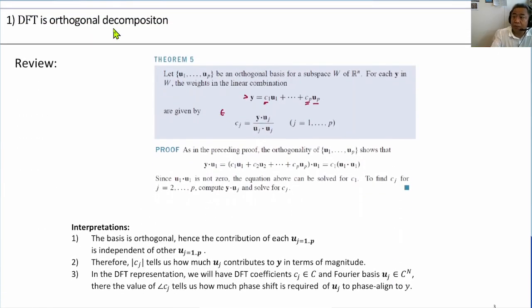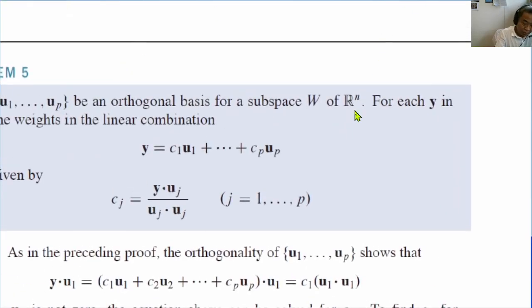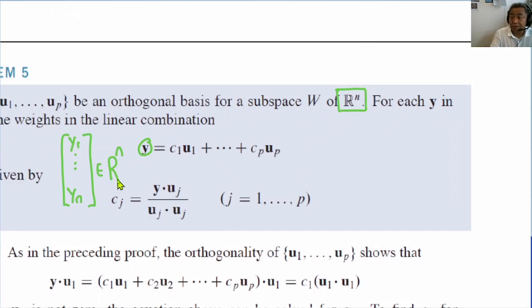First, let's revise what is orthogonal decomposition. I assume that you have some idea of linear algebra, and we are here just to revise orthogonal decomposition in one slide. What is orthogonal decomposition? Well, let's begin with this notation. We have a vector space Rn. Y consists of y1 until yn, and it is a real vector with n elements.